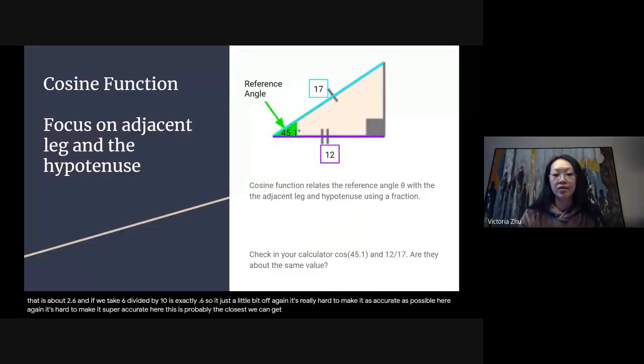If we switch our angles and sides, let's say that our reference angle is down here now, 45.1. Its adjacent is 12 and 17 is the hypotenuse. So then our setup is cosine of 45.1 is equal to 12 divided by 17. Now on your own, check your calculator. Are those fractions and cosine 45.1 about the same? It should be. Again, very hard to make it 100% accurate.